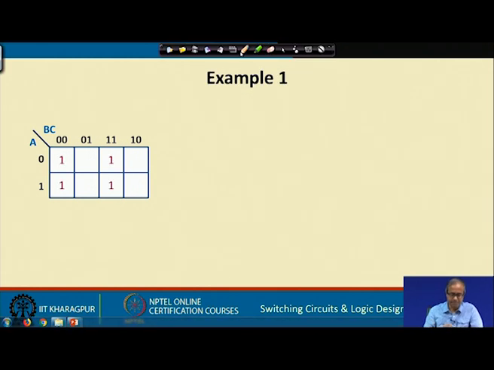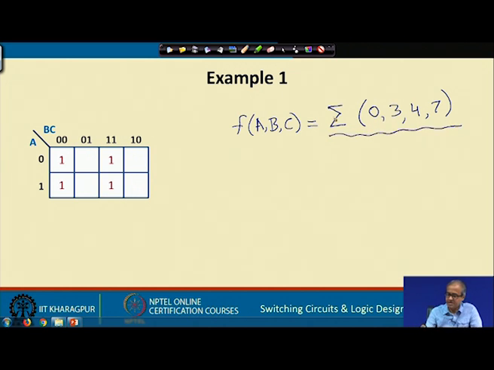Let us start with a very simple example here. I have shown a function of 3 variables a, b, c. There are 4 ones, meaning there are 4 true minterms. So, we write it in sigma notation, which means these are the true minterms. So, what are the values? 0, 0, 0, in decimal this means 0, 0, 1, 1, it means 3, 1, 0, 0, it means 4, and 1, 1, 1, it means 7. So, this function I can also express as a sum of minterms, there are 4 true minterms corresponding to the decimal values 0, 3, 4 and 7.